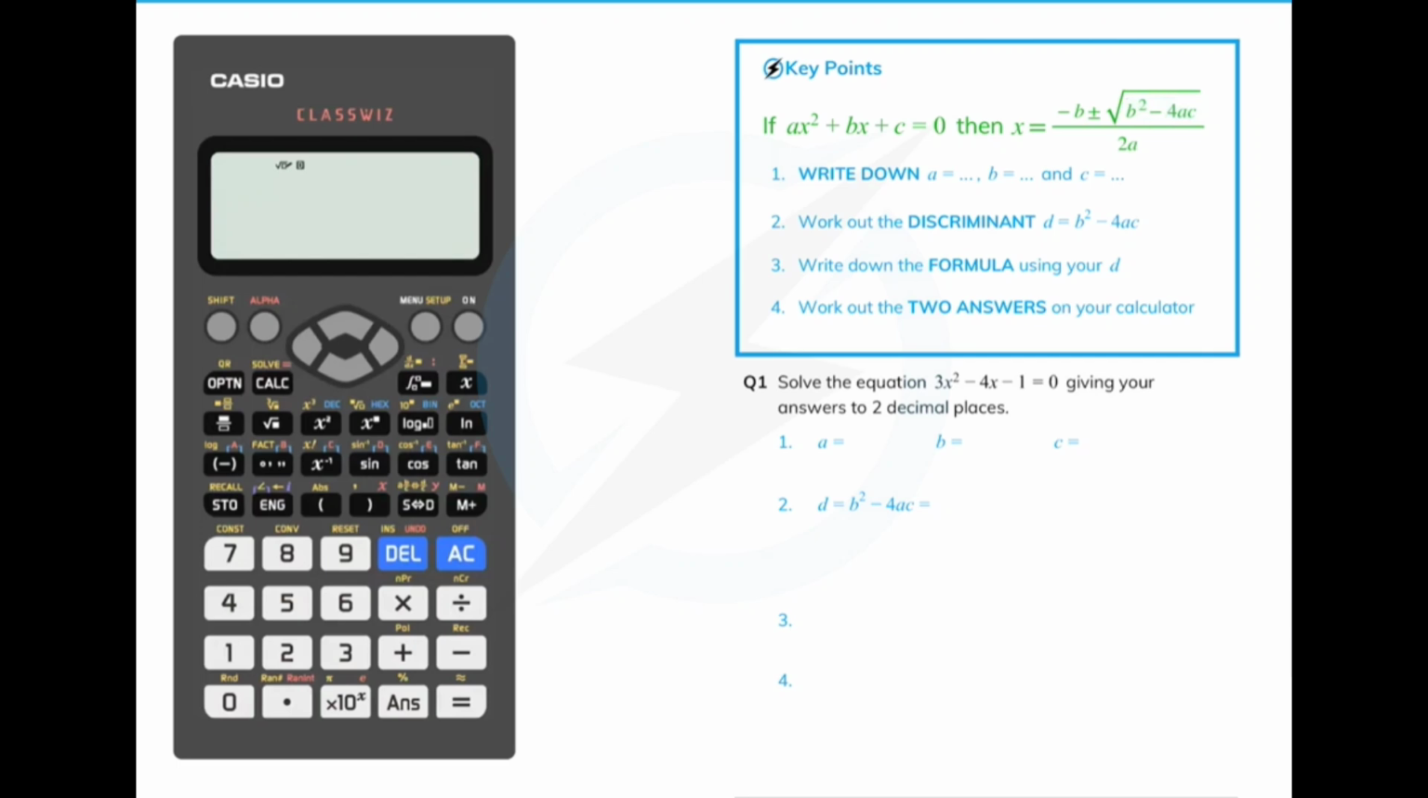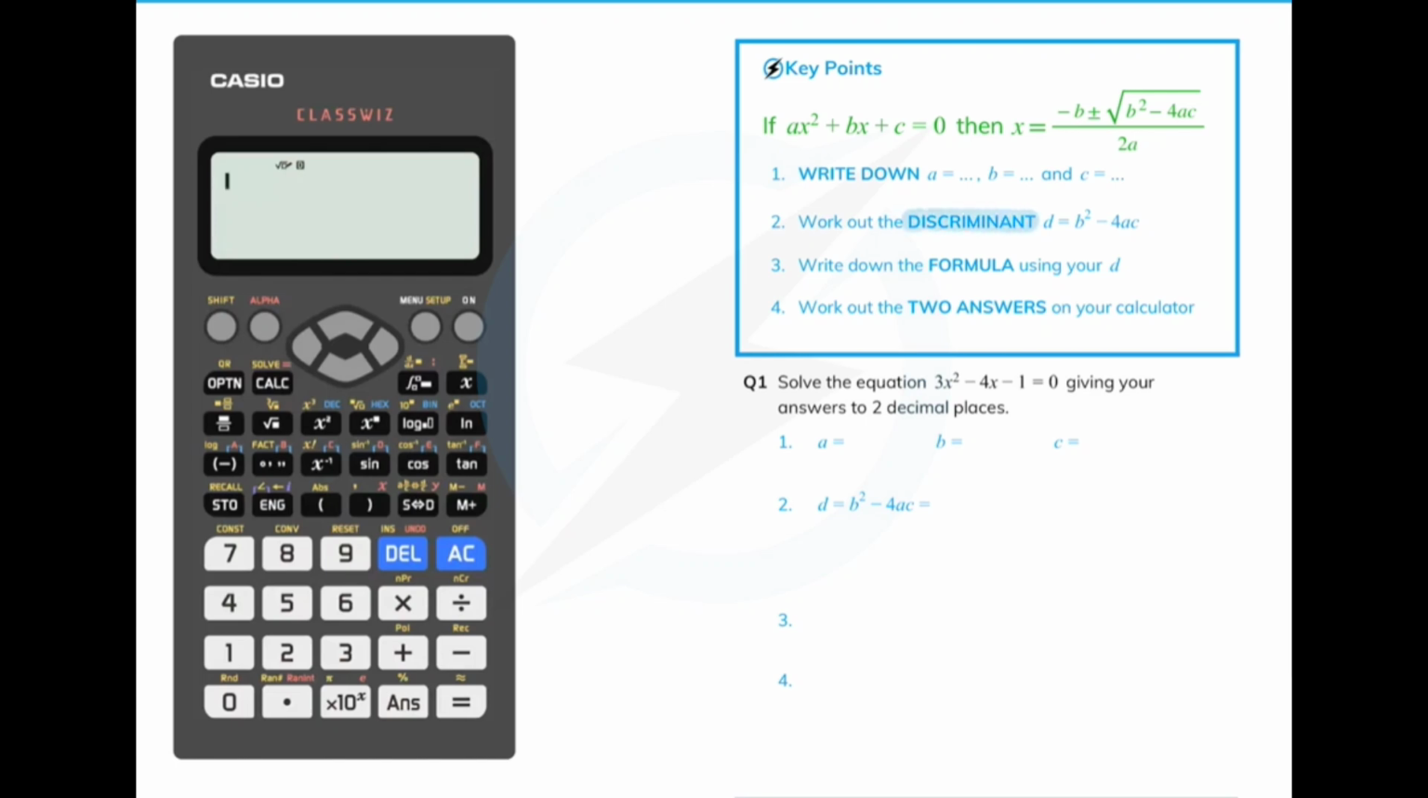Now you could just try and put all of the numbers straight into your calculator, and I've seen a lot of people make mistakes doing that, especially with minus signs, so we're going to be a bit more methodical. First thing I'm going to ask you to do is to write down A, B and C. It's a very simple thing to do, just read them off your equation.